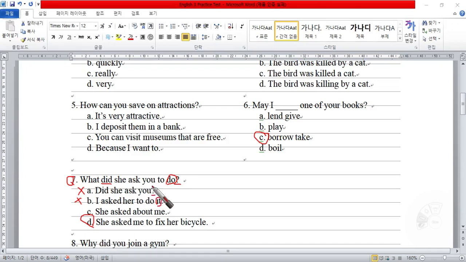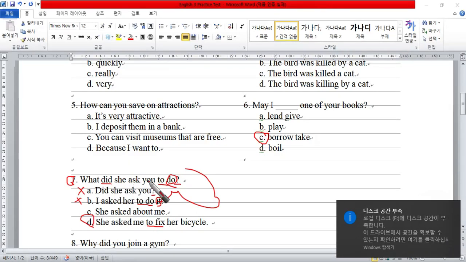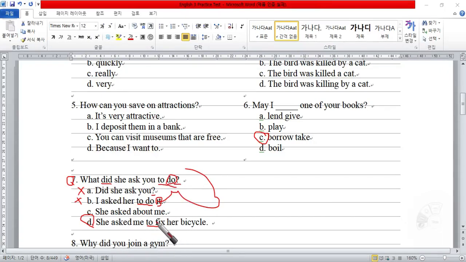Okay? What did she ask you to do? She asked me to fix. Okay, so this is the only answer that really deals with the infinitive. Okay, so again, there's an infinitive in letter B, but there's no it. There's nothing to refer back to. I don't know. She asked about me. Okay. No. So she asked to do something. So she's asking for an action. The action, fix her bicycle. The answer for 7 is D.